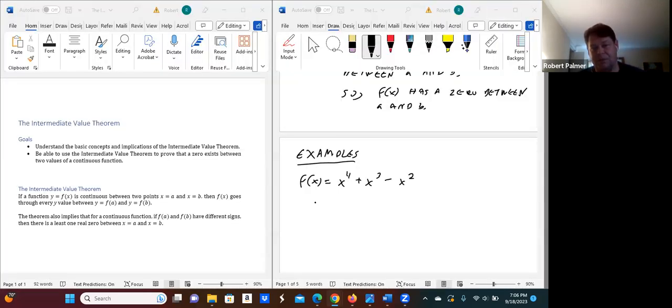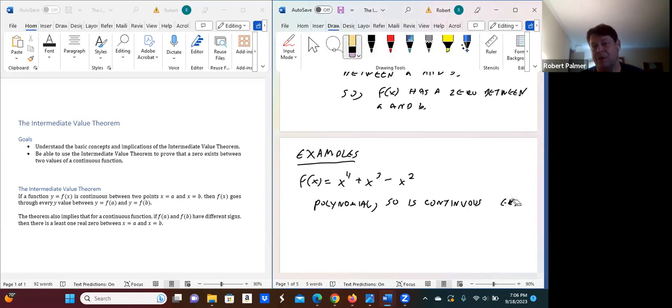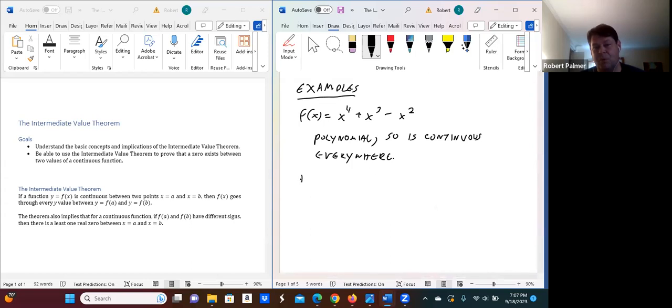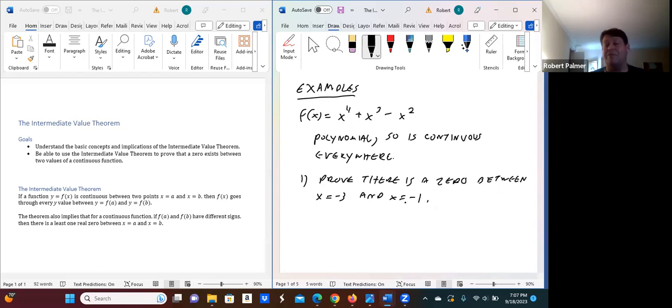Okay, so once again, this function is a polynomial, so it's continuous everywhere. Okay, so first, let's call this number 1. Let's prove there is a 0 between x equals -3 and x equals -1. Okay, so we just saw on the graph there is. How to prove that then?